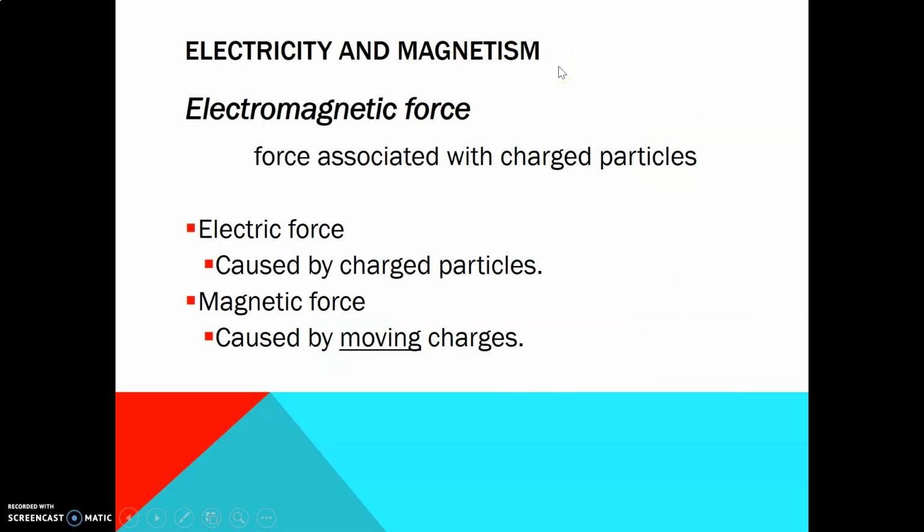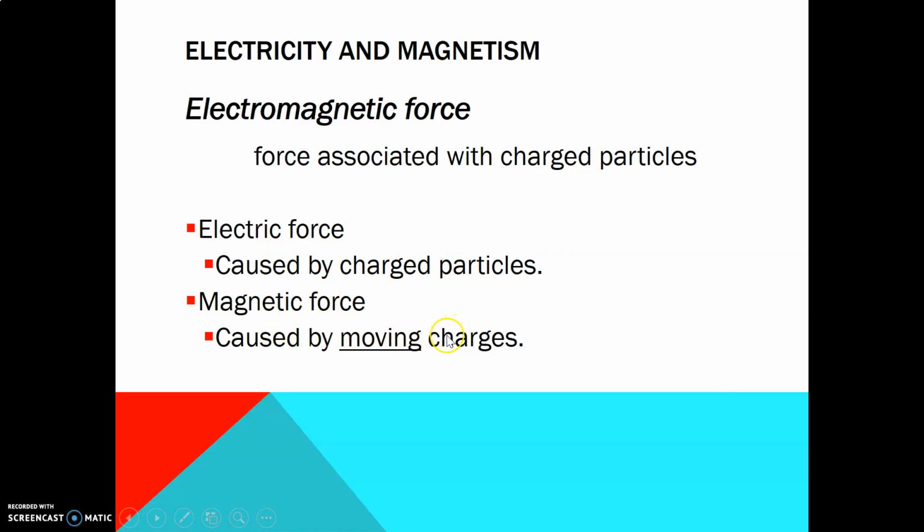Electricity and magnetism, they are related, and here's how. Through the electromagnetic force. It's essentially just the force that's associated with those charged particles that we talked about earlier. So an electric force is caused by charged particles. A magnetic force is whenever those charged particles start to move.